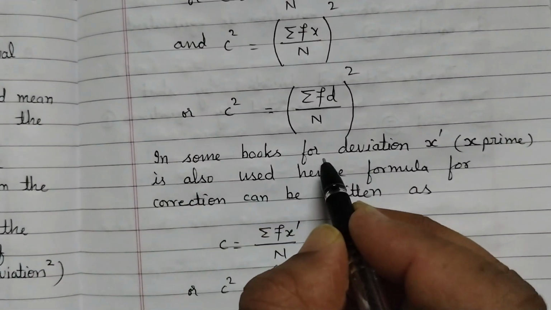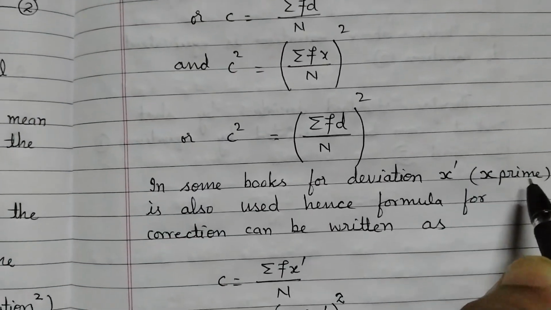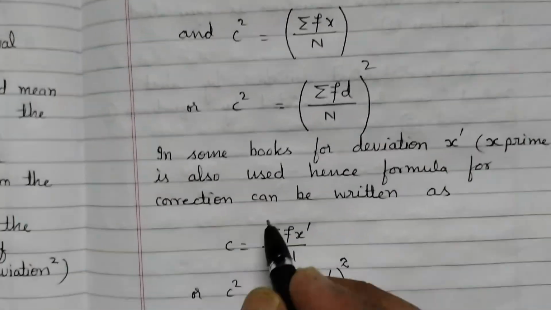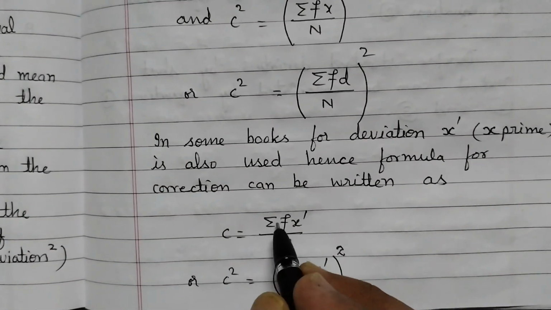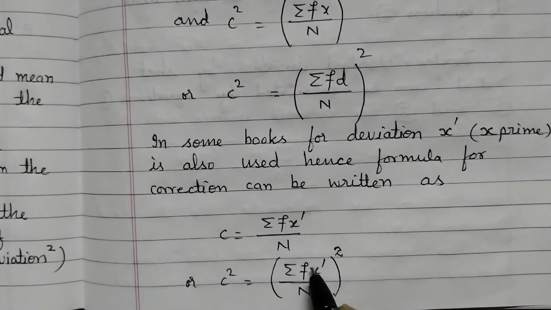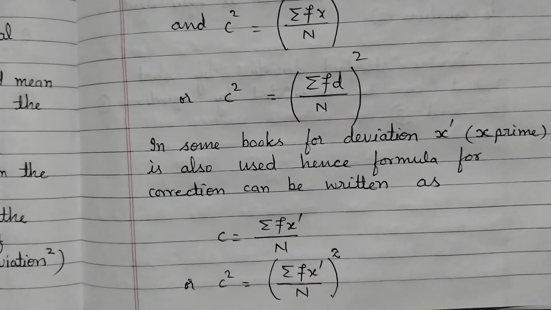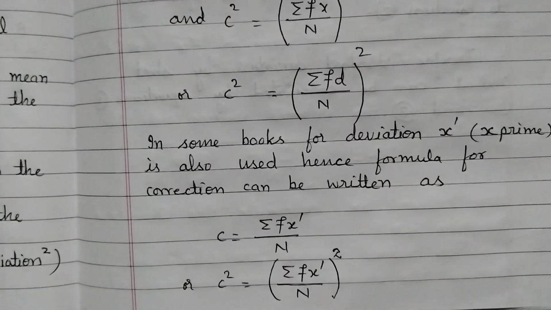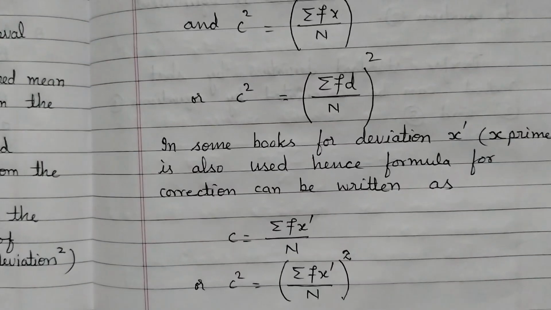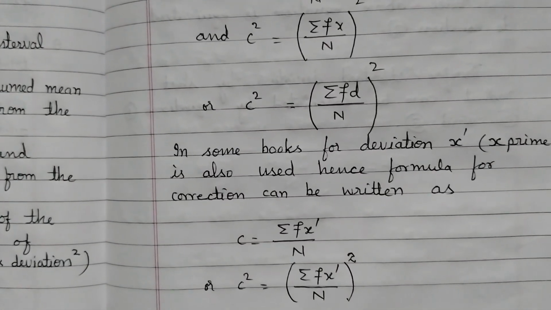In some books x dash, or x prime, is also used for deviation. Hence the formula for correction can be written as c is equal to summation fx dash by n, or c square is equal to summation fx dash by n whole square. So whether x, d, x dash or x prime is used, all are the same. The purpose is to represent deviation.